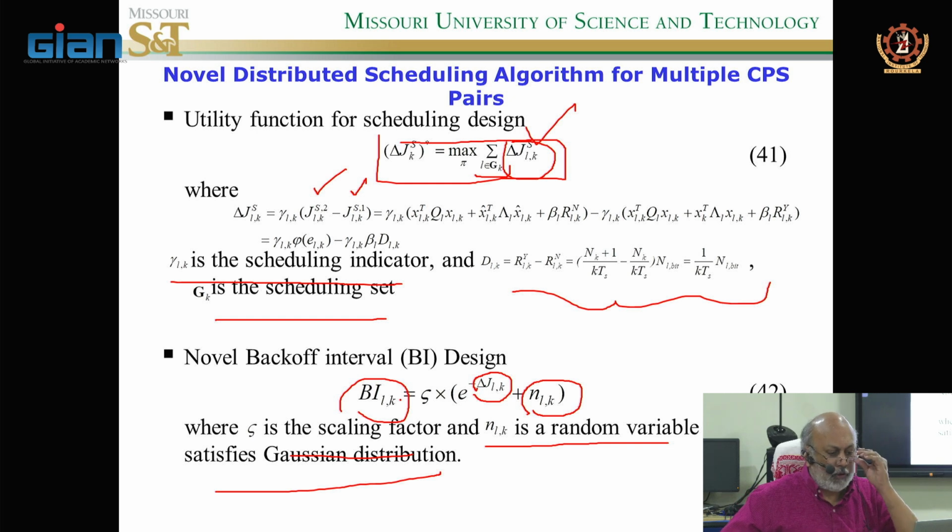Any questions here? And the way we are implementing it is by finding the back-off interval so that if somebody has a lot of data, he would transmit first. So that means in order for him to transmit, he should have more data to transmit. That's what it boils down to.